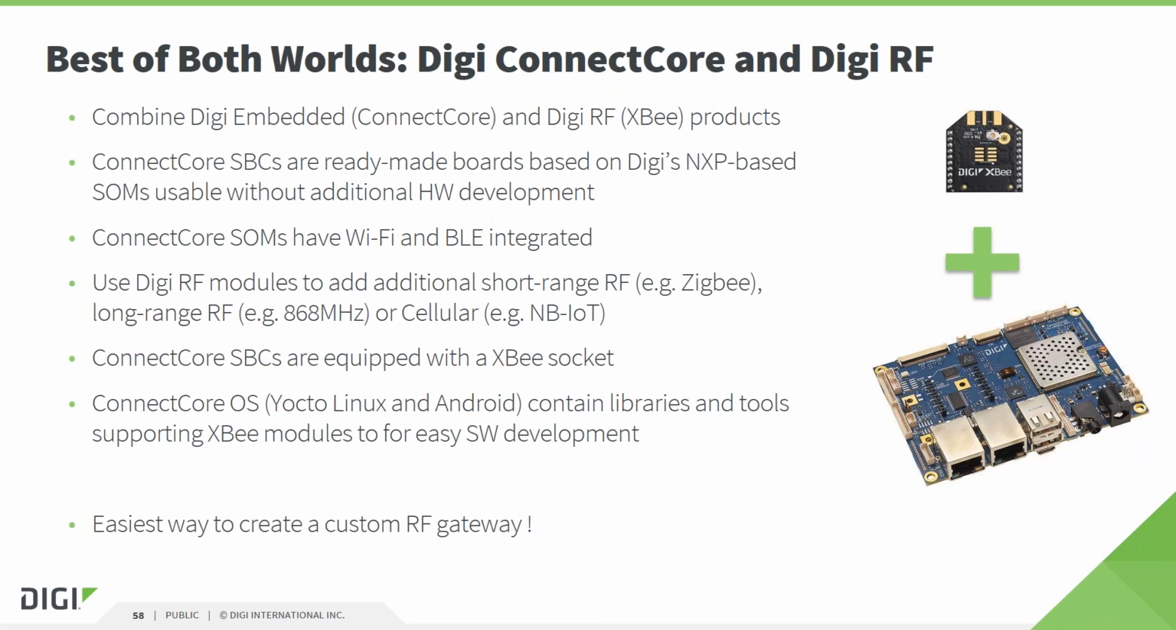The Connect Core SBCs are equipped with an XBee socket, and the operating systems running on the Digi SOMs, Yocto Linux and Android, contain libraries and tools supporting XBee modules for easy software development. This is the easiest way to create a custom RF gateway.